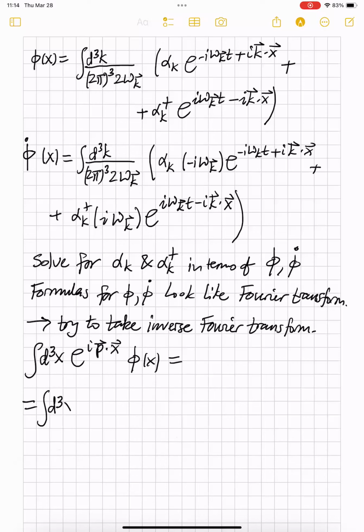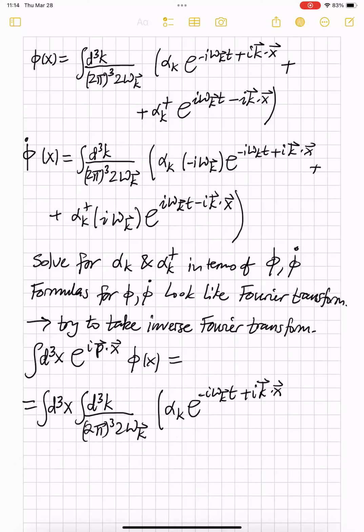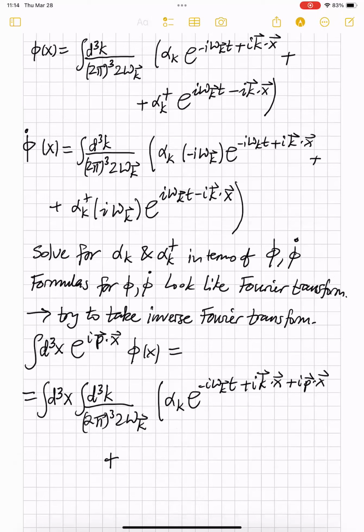So we'll have an integral d3x, an integral d3k over 2 pi cubed 2 omega k. Then we'll have the alpha k. We'll have e to the minus i omega k t plus i k dot x. And then from this e to the i p dot x, we will have plus i p dot x. Good. And then for the creation operator term, we'll have alpha k dagger, e to the i omega k t minus i k dot x. And then again, from the e to the i p dot x multiplying phi of x, we'll have plus i p dot x. So I've only done a very trivial manipulation.